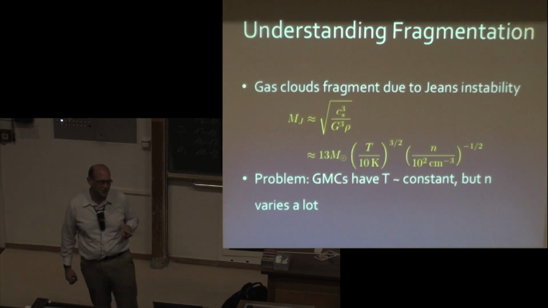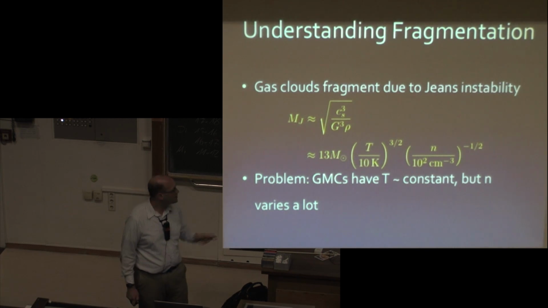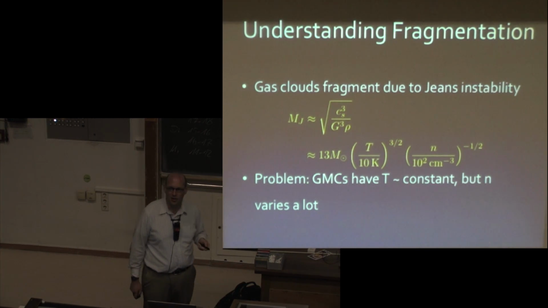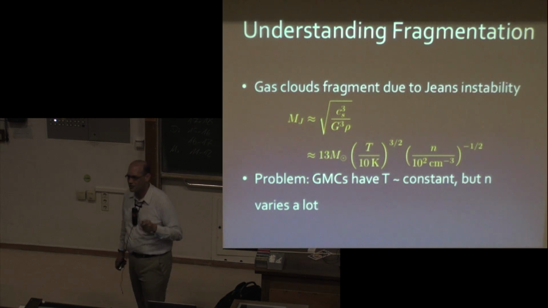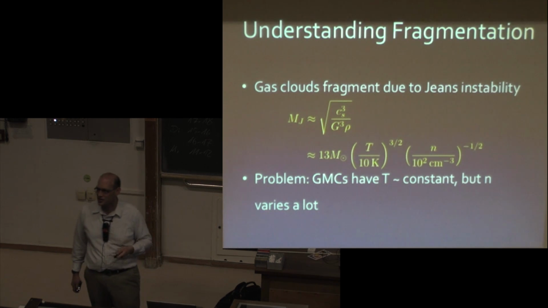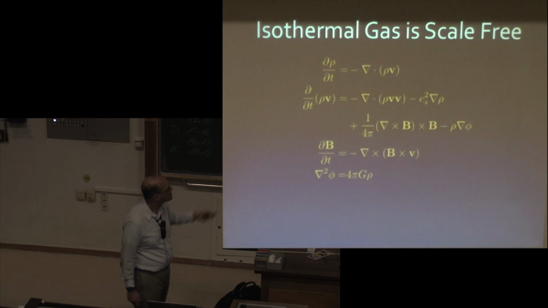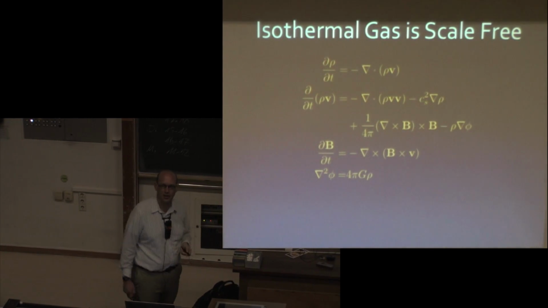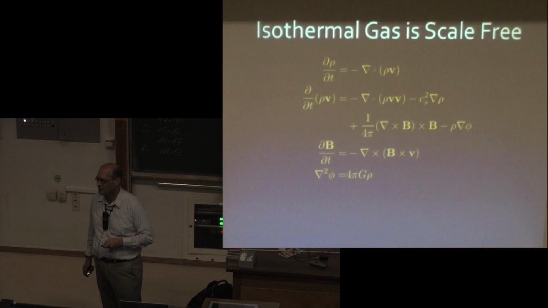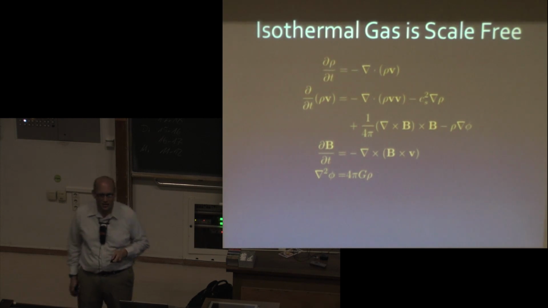This is not merely an exercise in guesswork. The fact that I don't know what density to put in, and that molecular clouds have a wide range of densities, is telling me something deep about the physics of isothermal turbulence. Isothermal gas is scale-free. It does not have a characteristic mass. All right, how can I prove that to you?